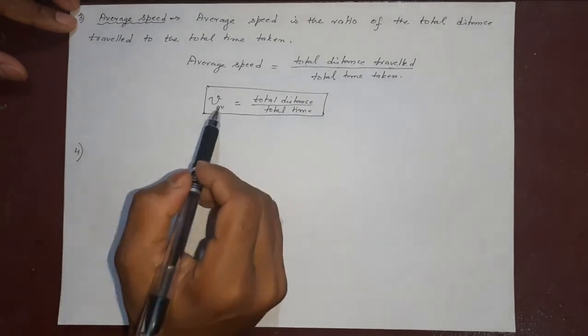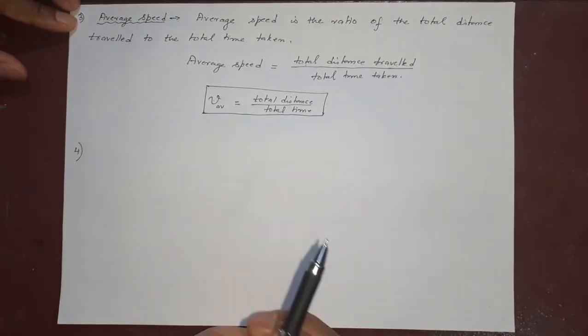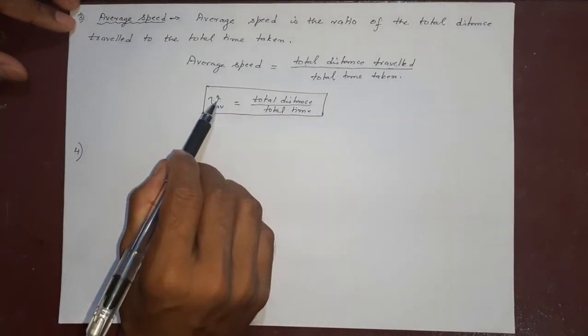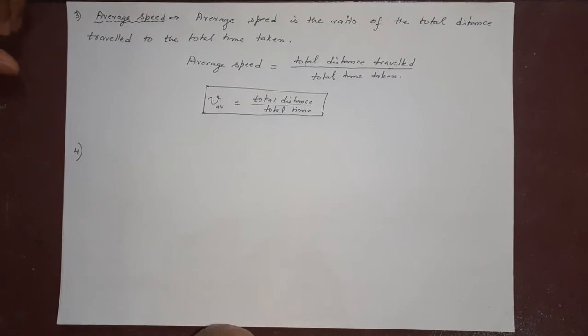So the formula is V, and you write AV here. That AV represents your average speed. It has the same unit, meter per second, so I will not write it again.